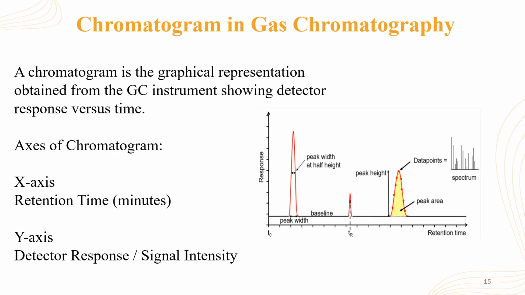A chromatogram is a graphical output obtained from the GC instrument. It shows the detector response versus time. The X axis represents the retention time and the Y axis represents the detector response or the signal intensity. Each peak represents a different compound. The position of the peak helps to identify the compound while the peak area indicates the concentration. If we observe the chromatogram, each peak represents a different compound and the position of the peak gives the retention time while the peak area indicates the concentration of the compound.